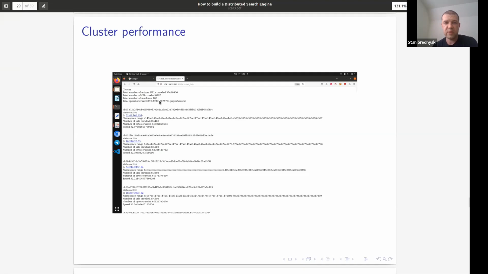Here are some details on the performance. With hundreds of these machines, we were crawling at about 3,000 pages per second on average. As a benchmark, there are about 50 billion pages on the web. That's the estimate. During this time we crawled something like 6 terabytes of data, but this is not clean data. This is raw HTML.